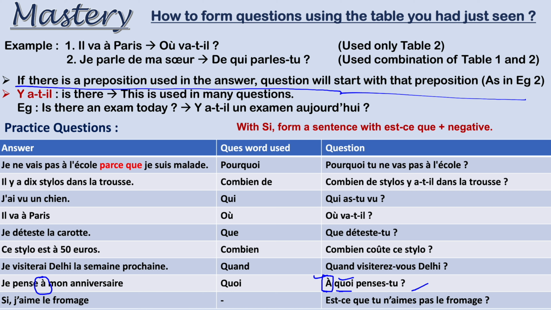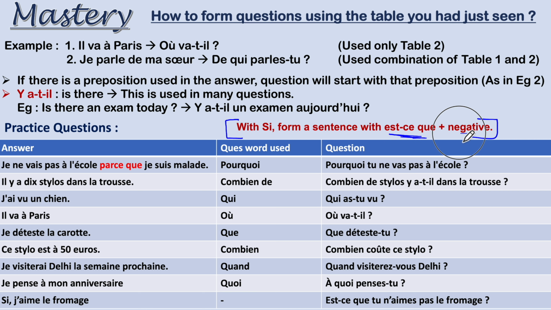Then, Si, j'aime le fromage. Yes, I like the cheese. Like I mentioned here, with si, you have to make a question with est-ce que and the negative. I explained to you the meaning of this word si. That means replying affirmatively, replying positively to a negative sentence. So your answer is Si, j'aime le fromage. Means yes, I like the cheese.